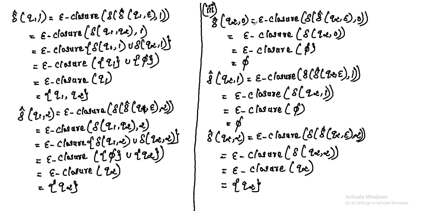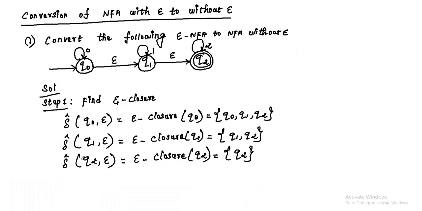δ̂(q2, 0) equals epsilon closure of, applying the extended function, δ̂(q2, ε, 0). Here epsilon closure of q2 epsilon. So q2 epsilon means epsilon closure of q2. Look at the first step, epsilon closure of q2 is q2.